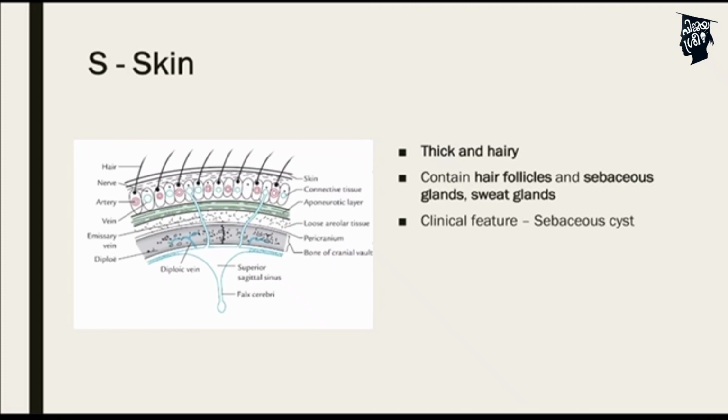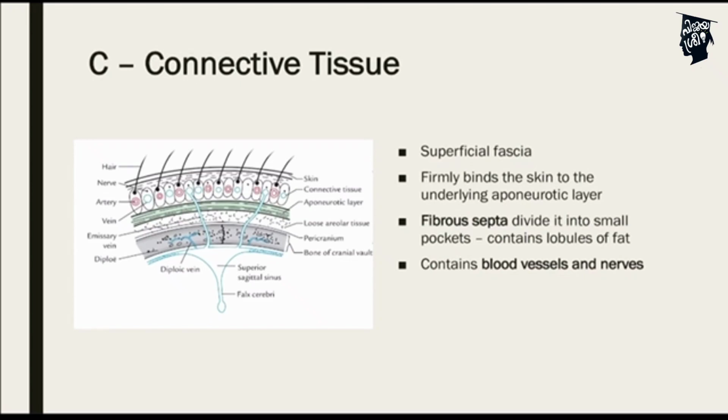So first we have the skin. The skin over the scalp is thick and hairy, and it has all the characteristic features of the skin: hair follicles, sebaceous glands, and sweat glands. And due to the presence of these sebaceous glands, there is an increased probability of sebaceous cysts occurring in this particular layer of the skin. That is the clinical feature of this particular layer. So that's about skin.